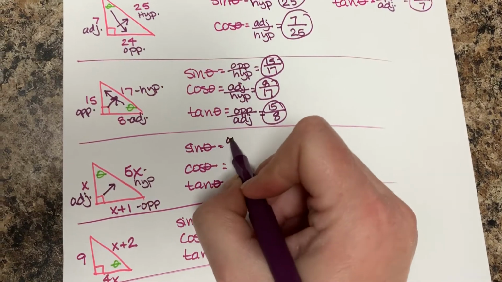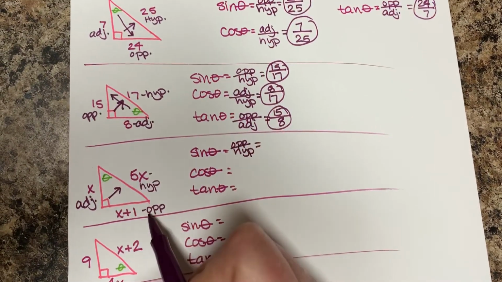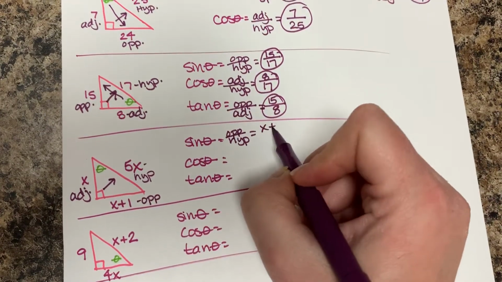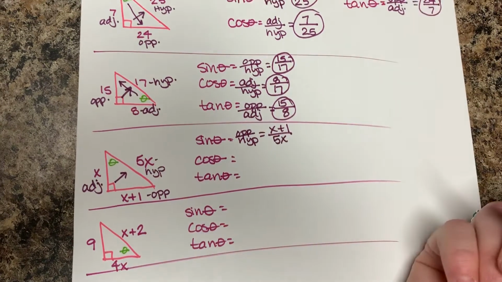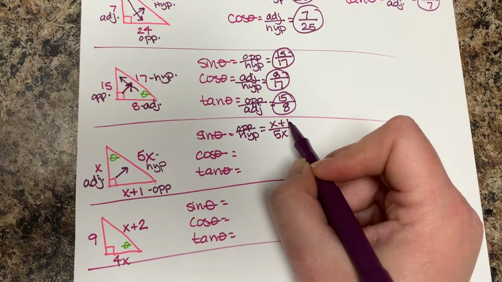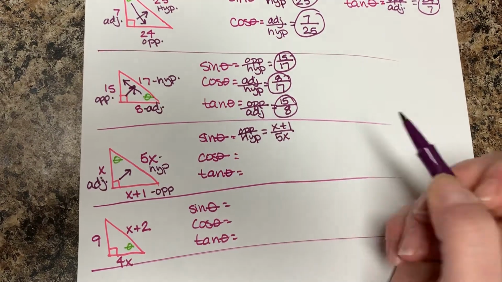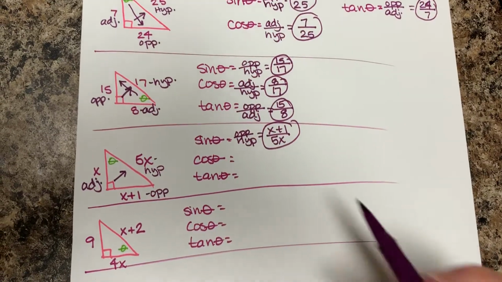So sine is opposite over hypotenuse. So our opposite side is x plus 1 over our hypotenuse, which is 5x. There's nothing we can simplify here because there's no x here. If there was, we'd be able to take out an x, but there's nothing we can do, so that's going to be as simplified as we can get.